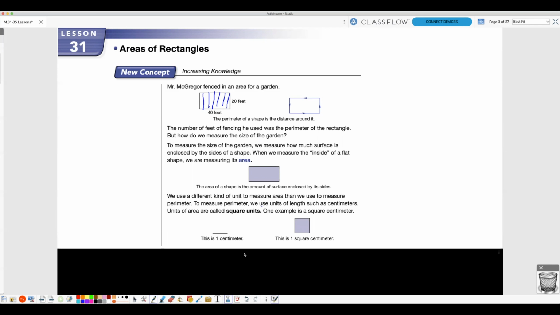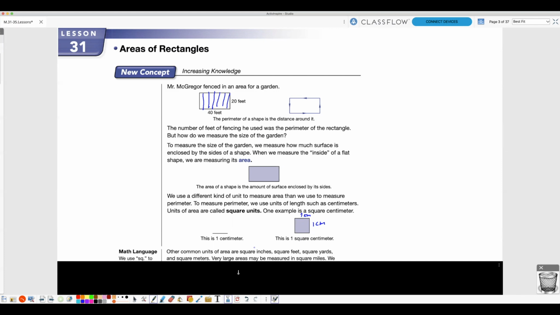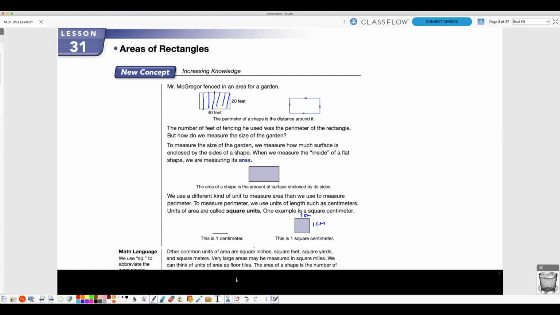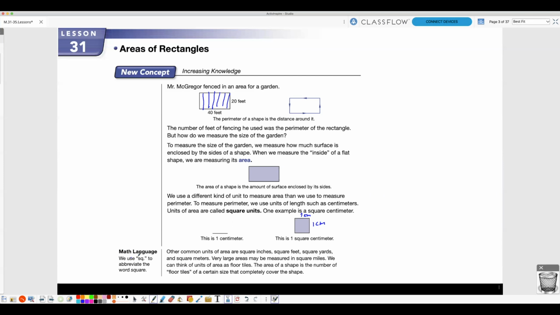like this, for example. This is 1 centimeter, and this would be considered a square centimeter because it's 1 by 1. It's 1 centimeter by 1 centimeter. Other common units of area are square inches, square feet, square yards, square meters. It could be any measurement of length. Very large areas may be measured in square miles. We can think of units of area as floor tiles. The area of a shape is the number of floor tiles of a certain size that completely cover the shape. We often use SQ to abbreviate the word square.